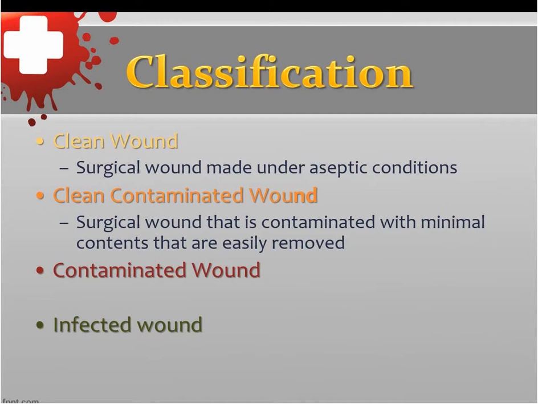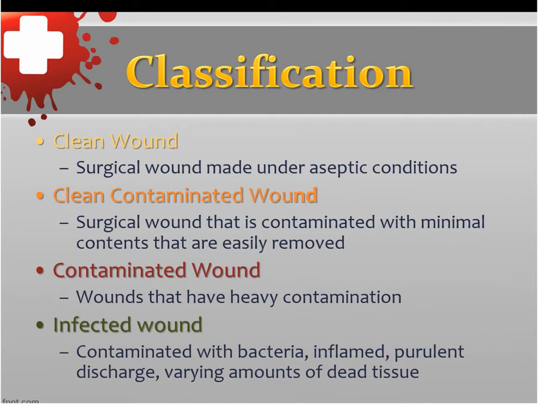Third is a contaminated wound. This is a wound that has heavy contamination of some sort of foreign material, like grass or asphalt. And then fourth is an infected wound. This is a wound that's contaminated with bacteria, it's inflamed, has purulent discharge, it can have varying amounts of dead tissue. Any traumatic or surgical wound can progress to become an infected wound.